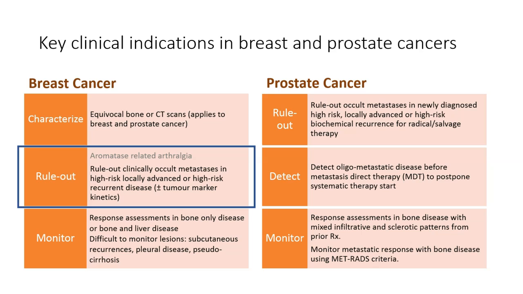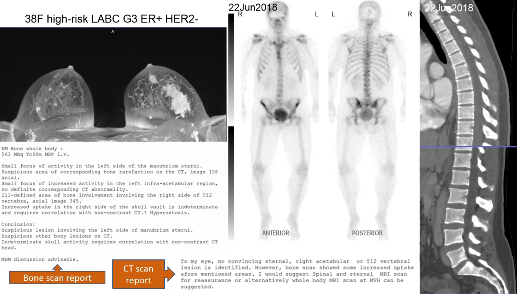We also use whole body MRI when you have patients with high risk locally advanced breast cancer. And here is an example of a 38-year-old woman with a high risk locally advanced breast cancer, which is ER positive. You can see the CT report. It says, to my eye, no convincing sternal, right acetabular, or T12 vertebral lesions are identified. However, the bone scan shows some increased uptake in these areas, and I suggest you do either a spinal or a sternal MRI scan for reassurance or a whole body MRI scan.